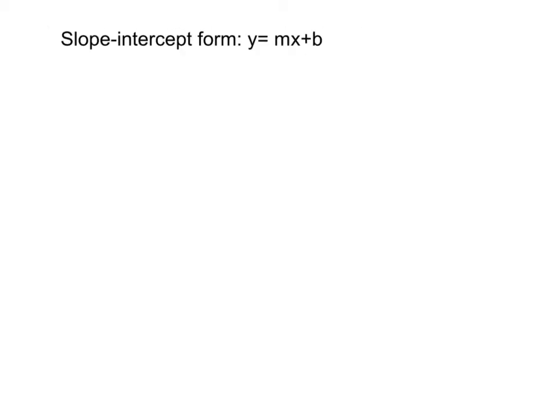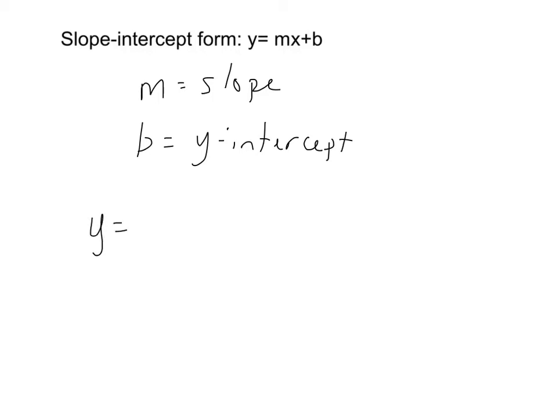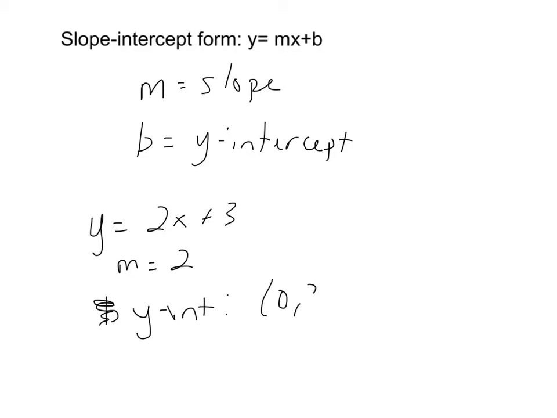Okay, slope-intercept form is y equals mx plus b, where m is our slope and b is our y-intercept. So, for example, y equals 2x plus 3, our m is 2, our y-intercept is (0, 3).